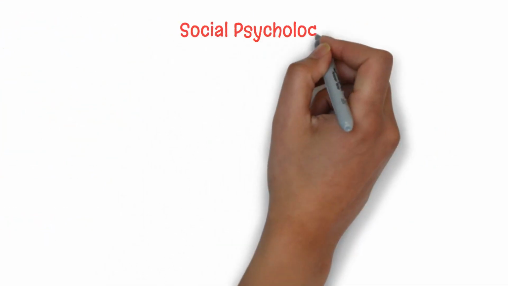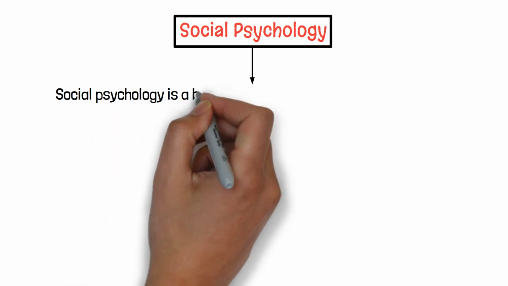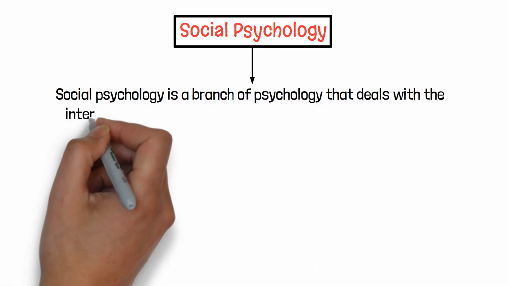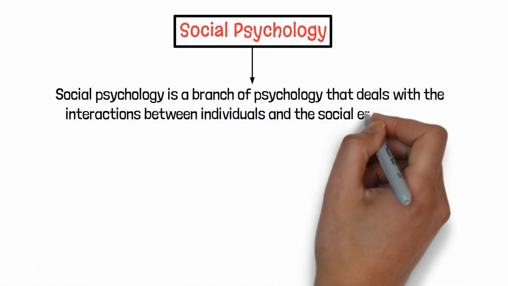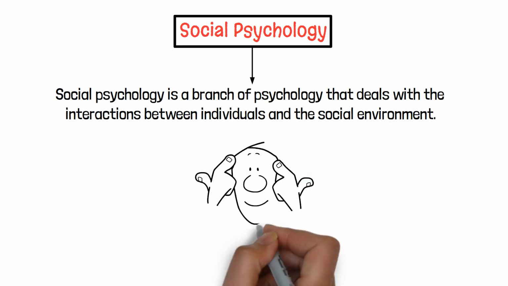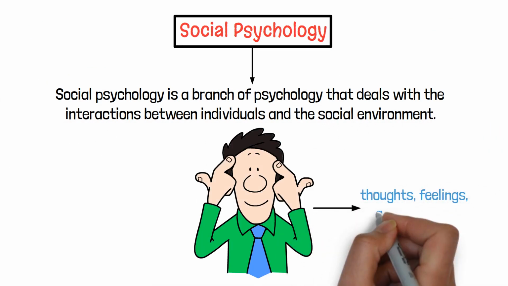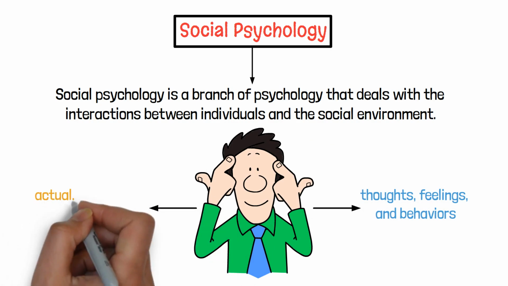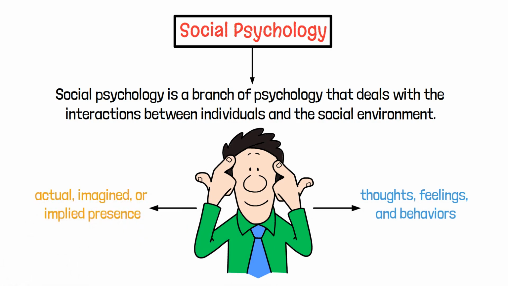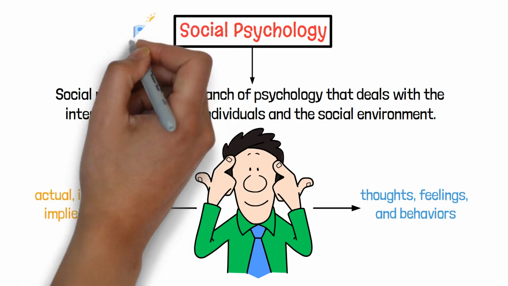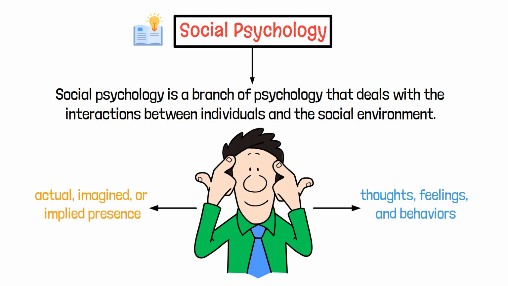Social psychology. Social psychology is a branch of psychology that deals with the interactions between individuals and the social environment. It seeks to understand how thoughts, feelings, and behaviors are influenced by the actual, imagined, or implied presence of others. Within this field, several phenomena and theories help explain the intricacies of social interactions.